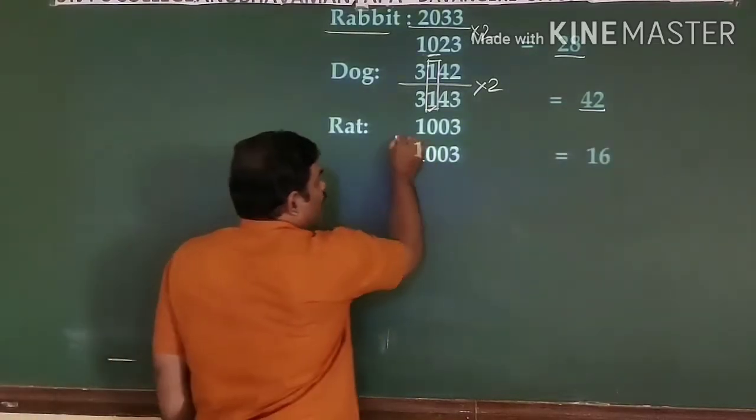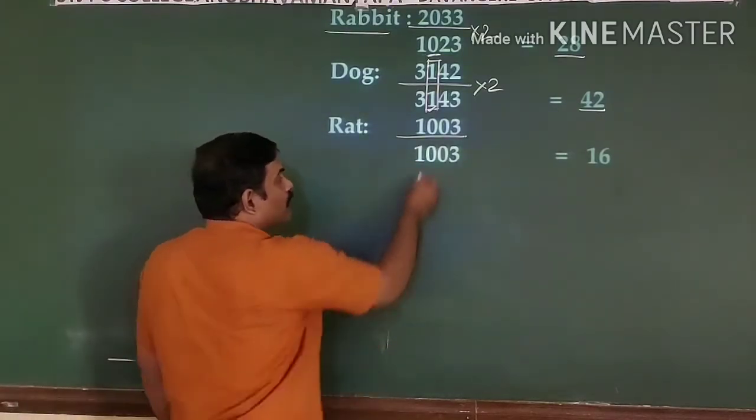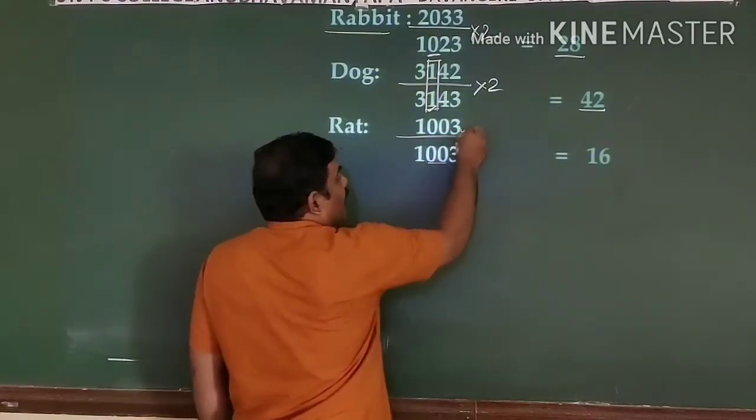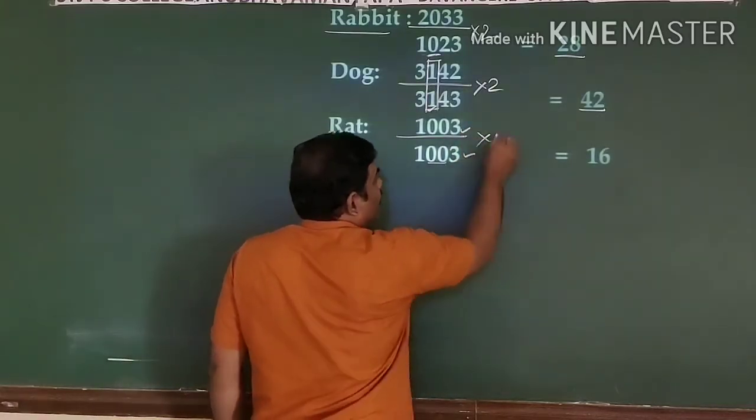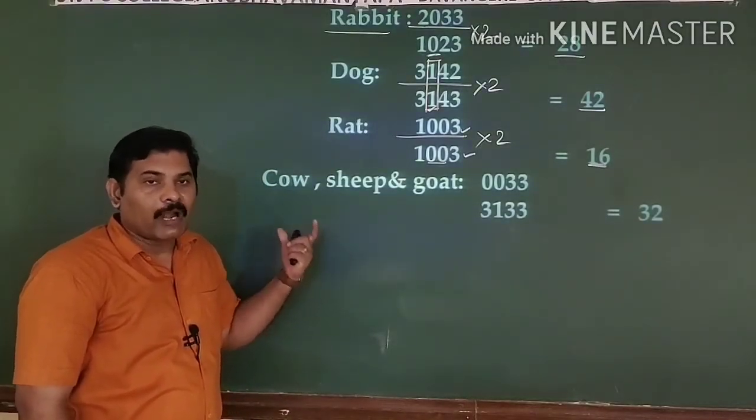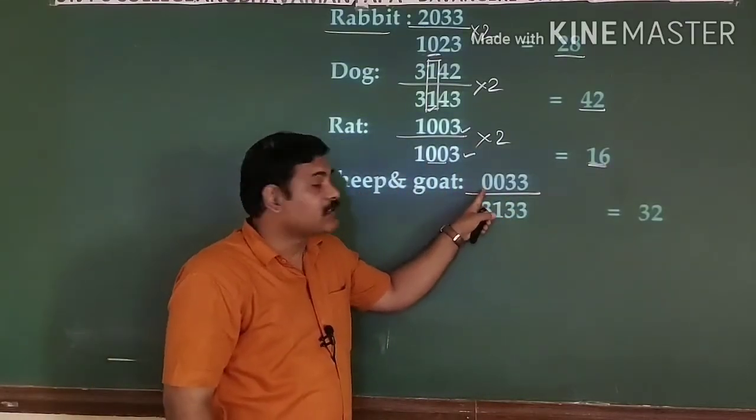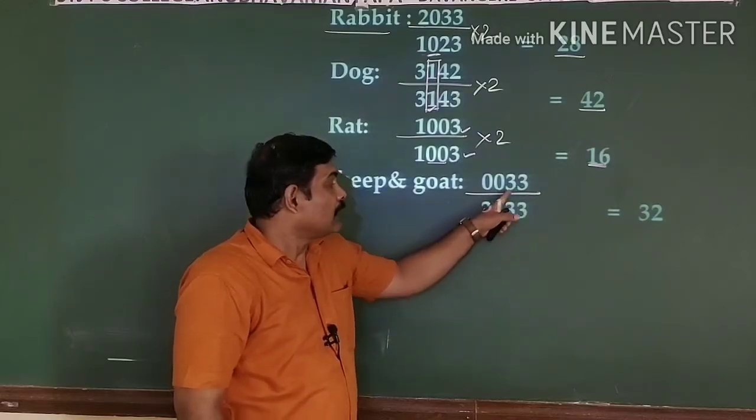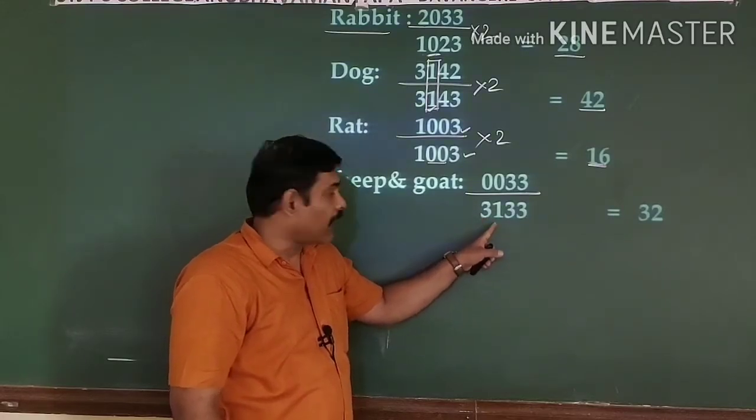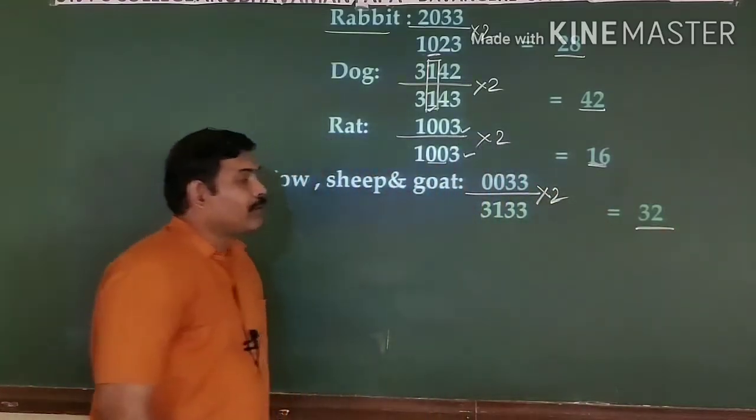Coming to the rat, it has 1 by 1 incisors, which are highly developed. Canines and premolars are absent, whereas the molars are present, 3 by 3, altogether 16 in number. If you take the cow, sheep and goat, see this one. In the upper jaw, incisors and canines are absent, and it has only the premolars and molars. In the lower jaw you can find incisors, canines, premolars and molars. Altogether these animals have 32 teeth.